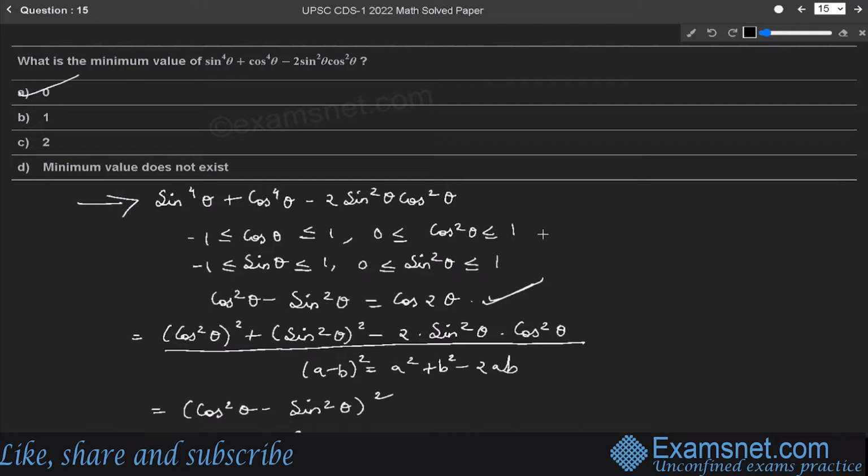See, this type of questions are very simple. By looking at the question, it seems very difficult. But when we know the basic concepts of trigonometry, we can easily solve this.